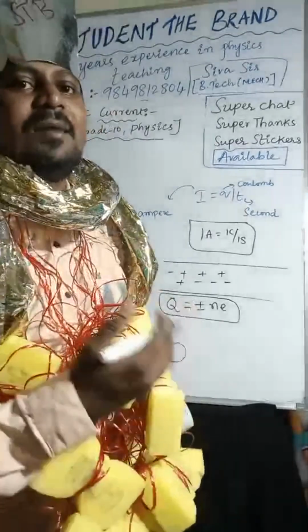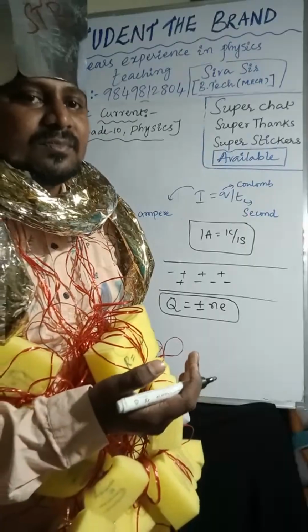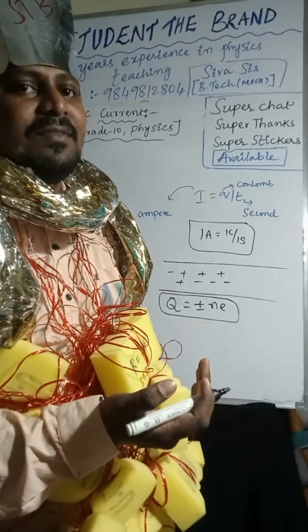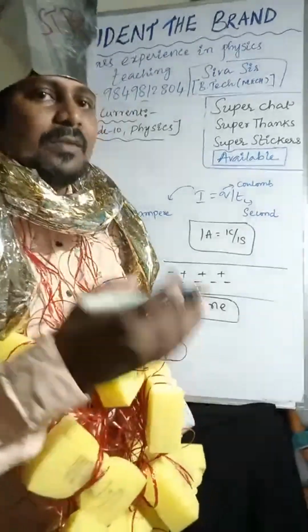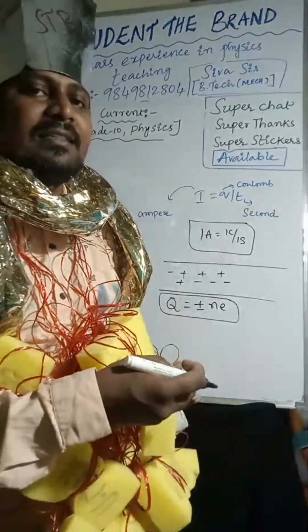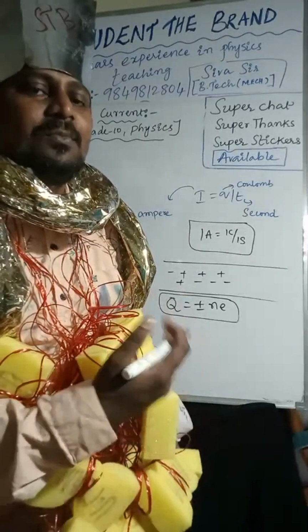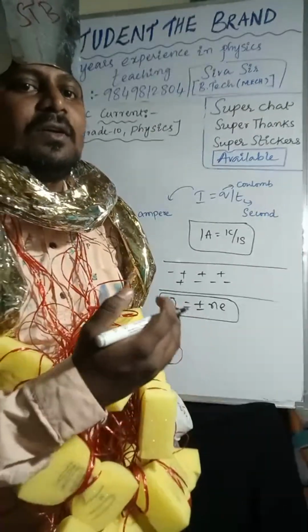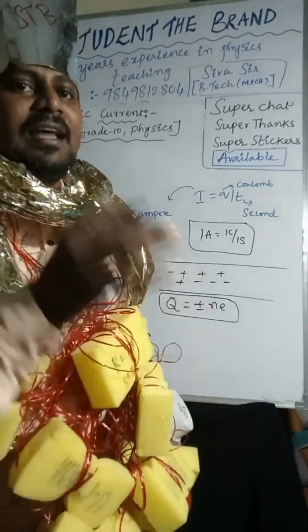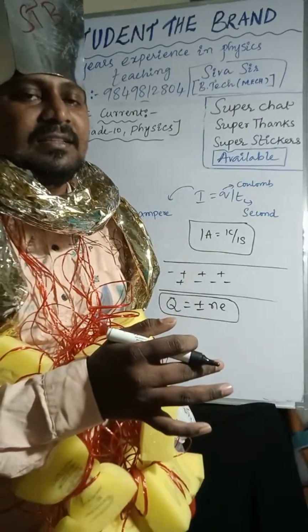So n is the number of charges moving inside of the conductor. Positive charges are moving inside, at the same time negative charges also will move. Both the positive and negative charges will move. That's why we are taking plus or minus. So Q equal to plus or minus Ne, where n is the number of charges we are considering.